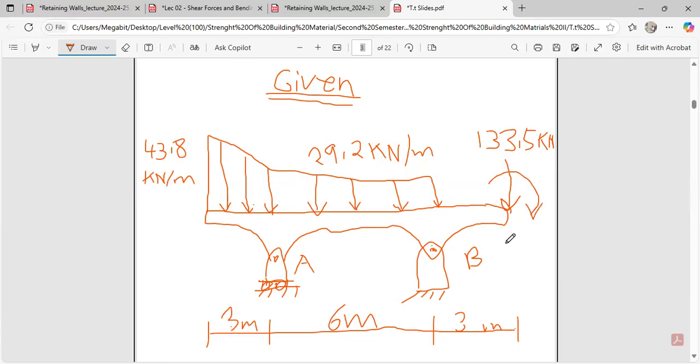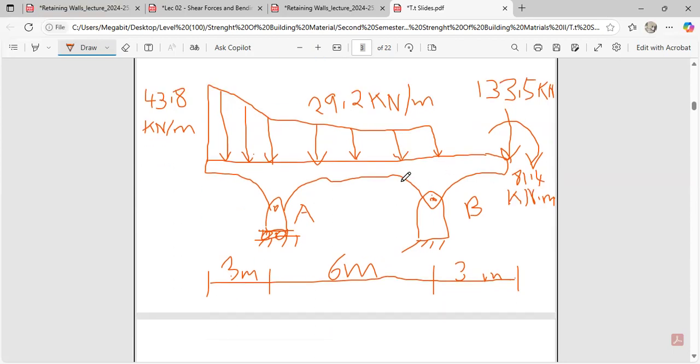And the moment is 1.4 kilonewton meter, because it's a moment. Moment is equal to force times perpendicular distance. Okay, good. So we are done putting our diagram down as our given. So we just move to solving of the problem.